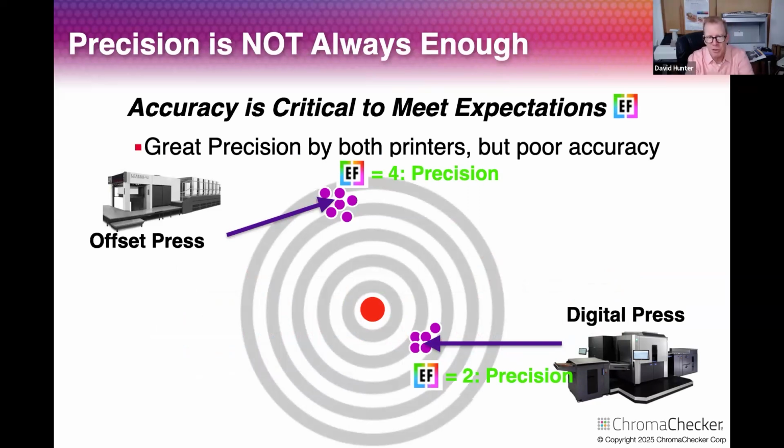And remember, precision's not always enough, because when we're talking about accuracy, whether we're talking accuracy to, let's say, an ISO or a Grackle standard, or we're looking at accuracy to one another, we could have really good precision by multiple presses, but really poor accuracy in terms of how these presses match in trying to print the same job.